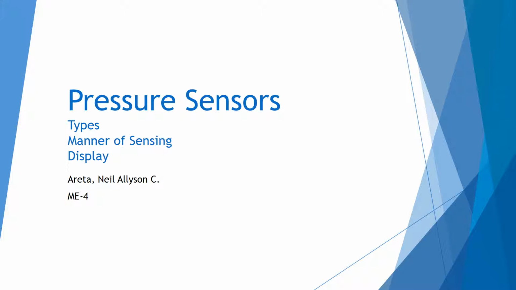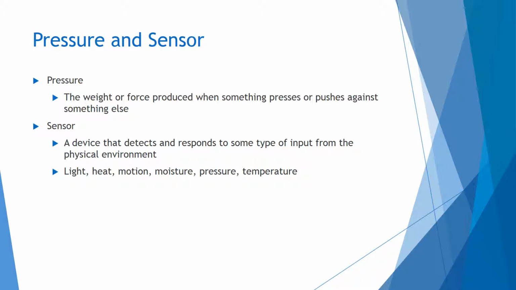ME student, and I will be discussing the pressure sensors, its types, manner of sensing, and display. So let's have a review. What is pressure? A pressure is the weight or force produced when something presses or pushes against something else. And a sensor is a device that detects and responds to some type of input from the physical environment.